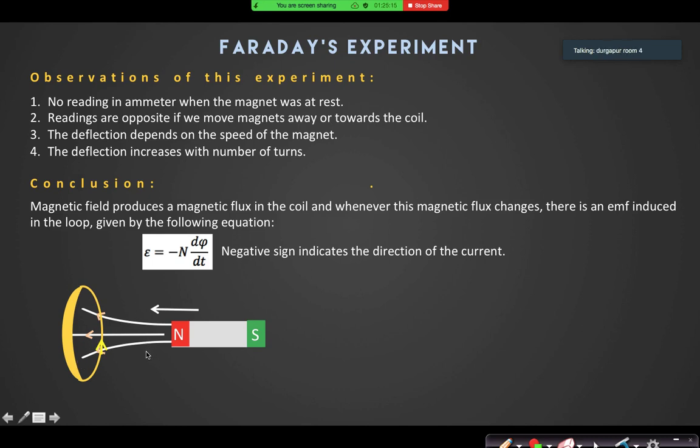If you bring that magnet closer to that loop, you can see more magnetic field lines will cross that loop, this area, and if you bring that magnet away from the loop, then you will find that fewer magnetic field lines will now cross that loop. So what is happening? Can I say that this is a magnetic flux?